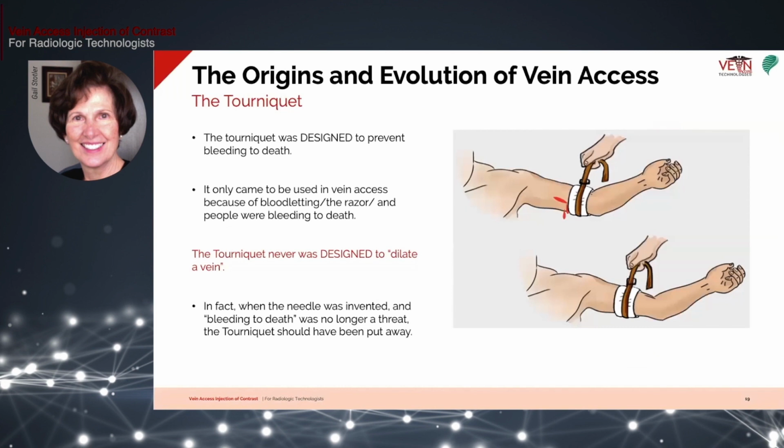First, the tourniquet was designed to prevent bleeding to death. And that's been the case since the beginning, since it was first invented. That was the mission. So the tourniquet never was designed to dilate a vein. That's a side effect.